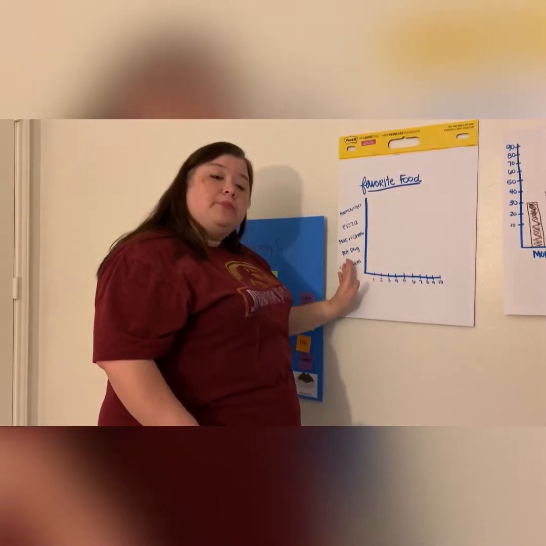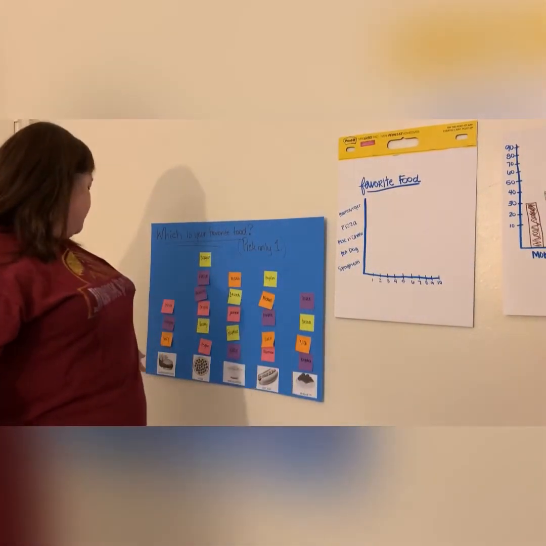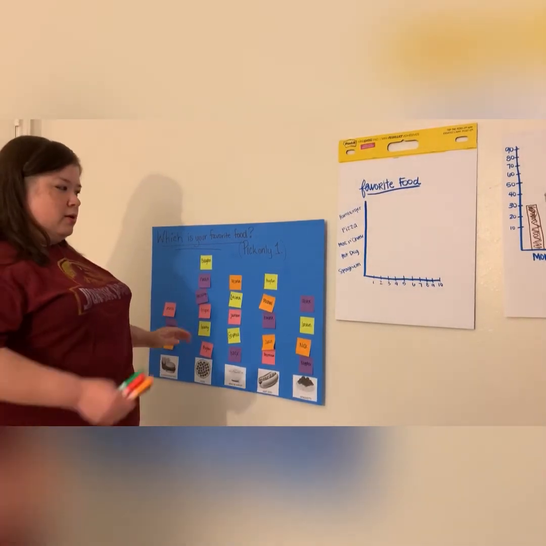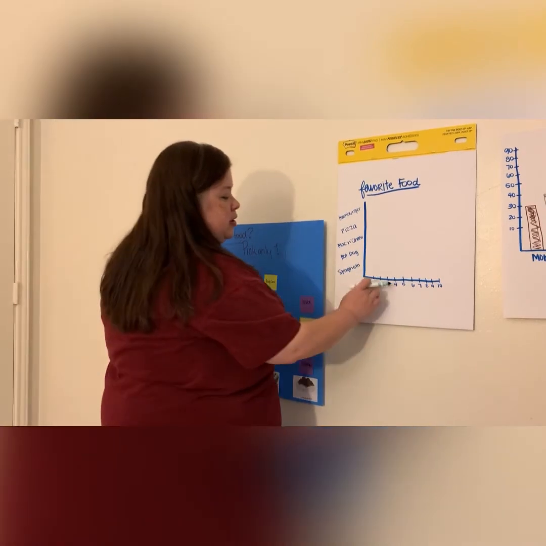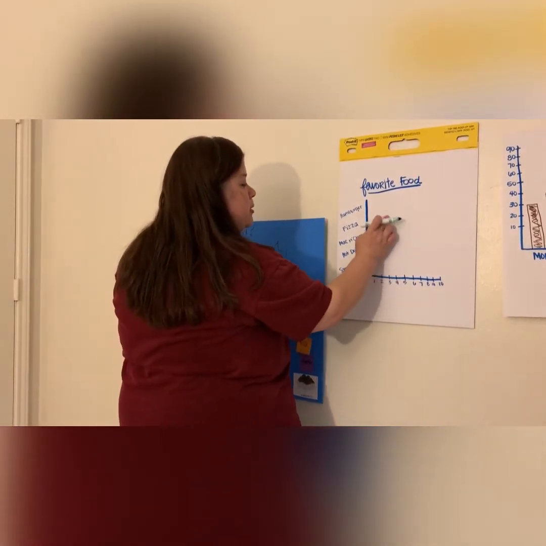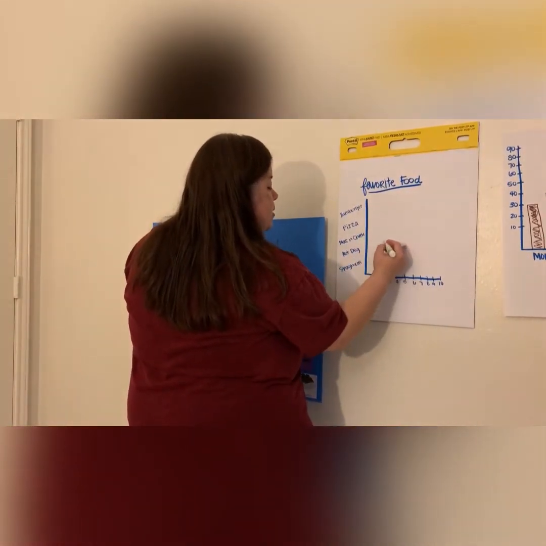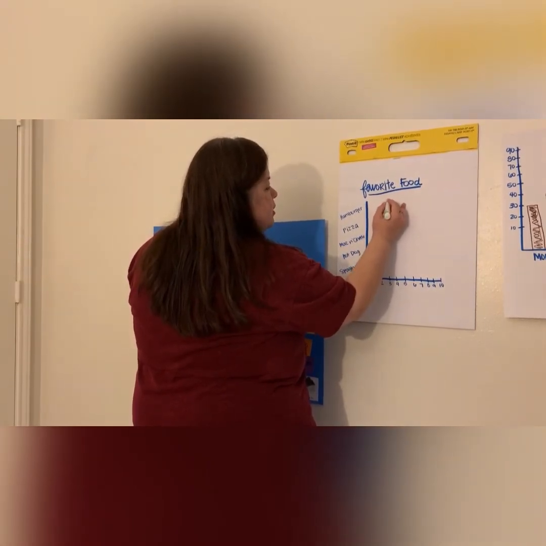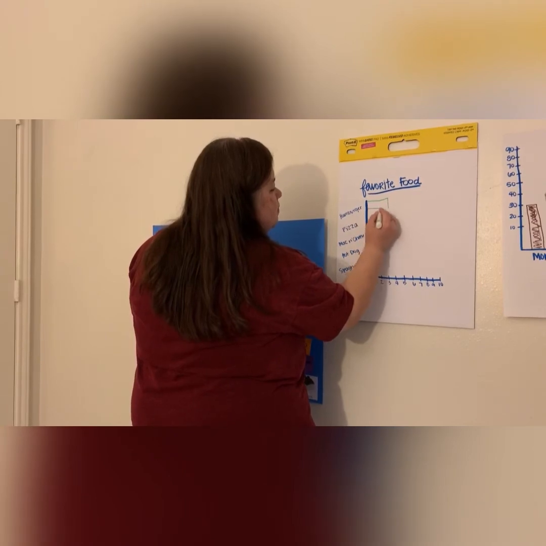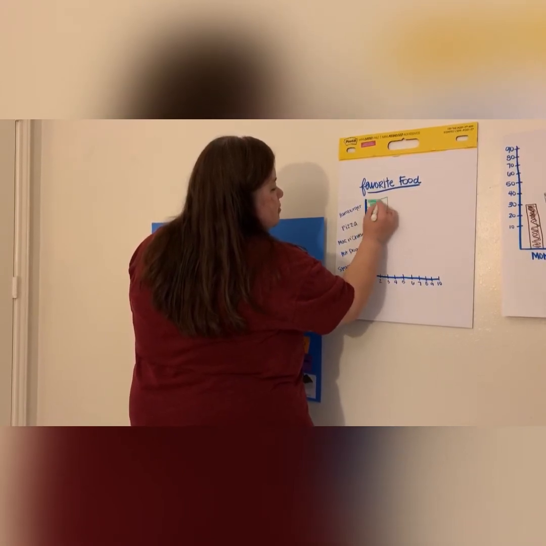Okay, so if we look at our food chart, there were only 3 who liked hamburgers. So here's our 3. We would go all the way up to hamburger, and we would make a bar graph up to the 3 and color it in.